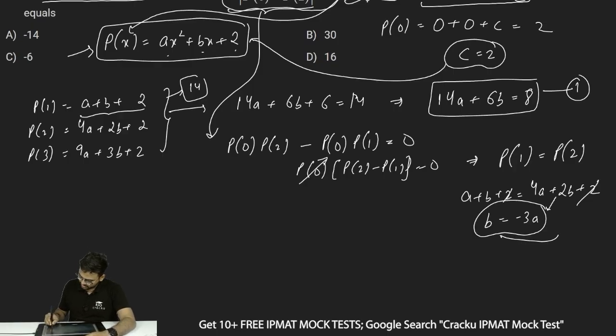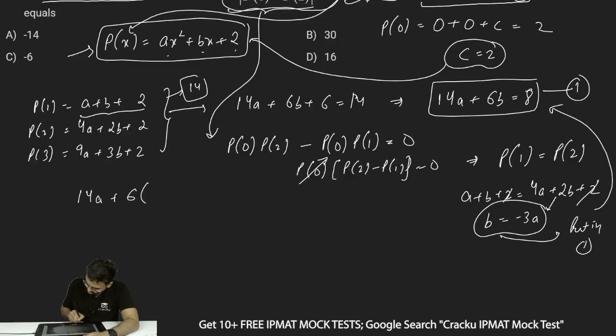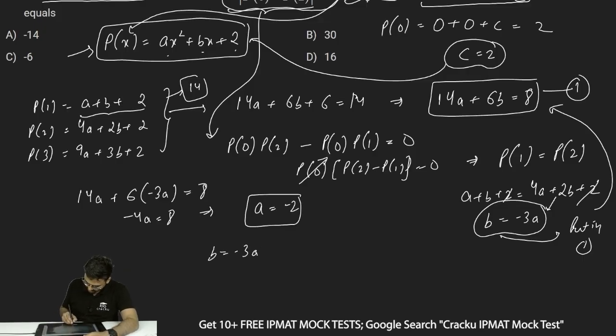Now this b equal to minus 3a, we'll put in equation 1. So what will happen? 14a plus 6 into b, which is minus 3a, 6 into minus 3a, will be equal to 8. So 14a minus 18a is minus 4a is equal to 8, or I can write a is equal to minus 2. Now b is equal to minus 3a, this implies b will be equal to 6.